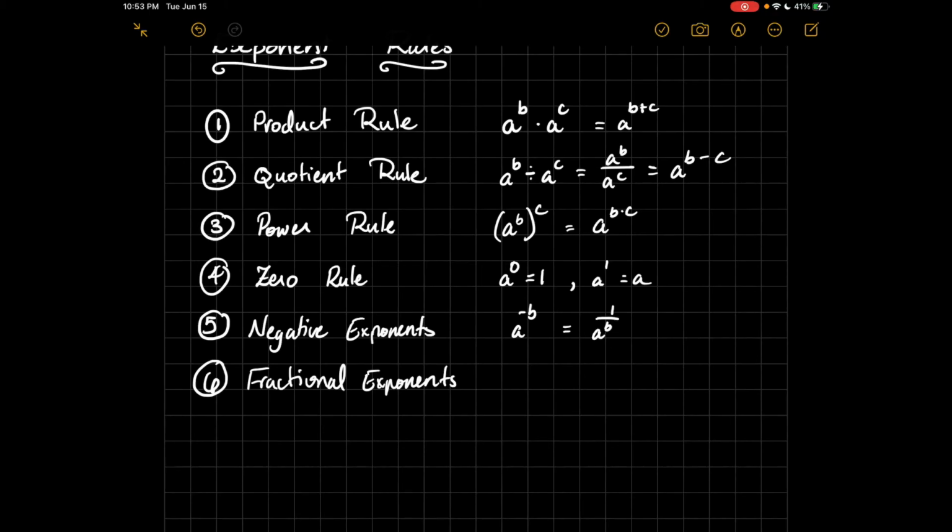Finally, fractional exponents. Let's say a to the power of b over c. Well, that's the same thing as taking the root of something. So this would be the cth root of a to the power of b, which is also the same thing as the cth root of a, taken to the power of b. Both of those are identical.